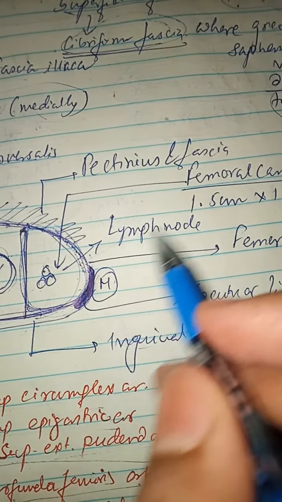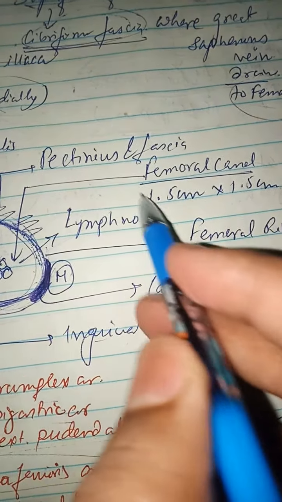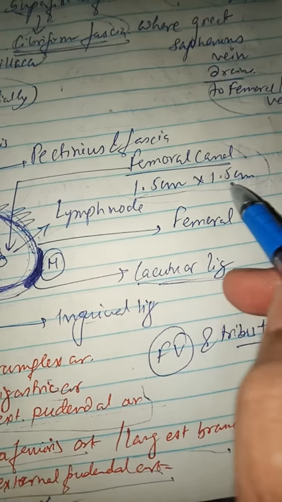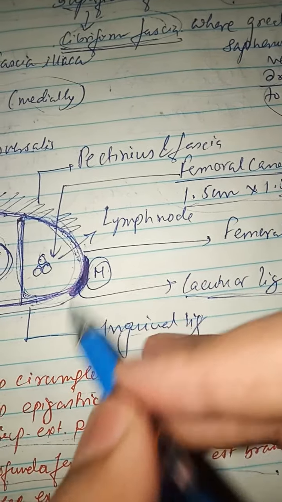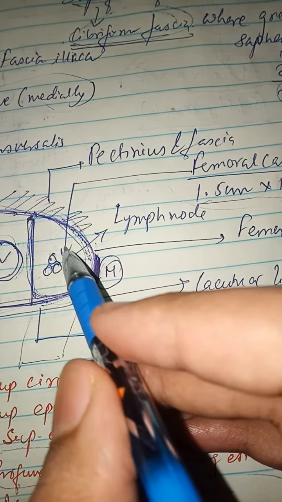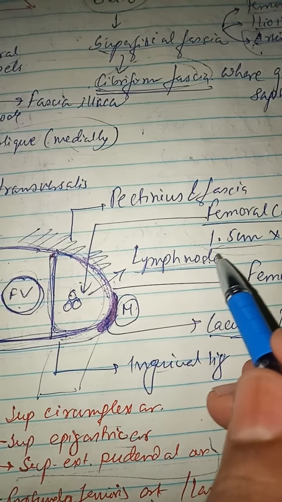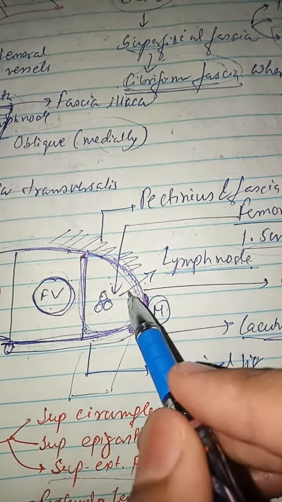So what is the femoral canal? The dimension of the femoral canal is 1.5 centimeters by 1.5 centimeters. It is slightly oblique. It contains the lymph node, so the lymph node of Rosenmuller or Cloquet is the main content of the femoral canal. So this is all about the femoral triangle.